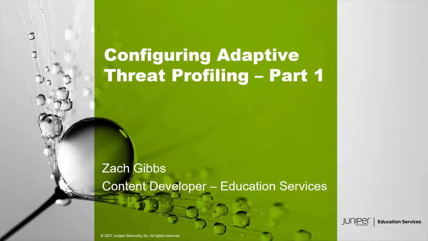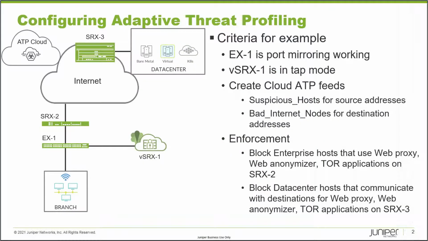And today we will be going through the Configuring Adaptive Threat Profiling Part 1 Learning Byte. Let's first talk about the two different major networks. We have the data center network and the branch network. And in the branch, we have devices that are connected to EX1, and then SRX2 acts as the perimeter firewall. And then we have VSRX1, which connects into EX1.